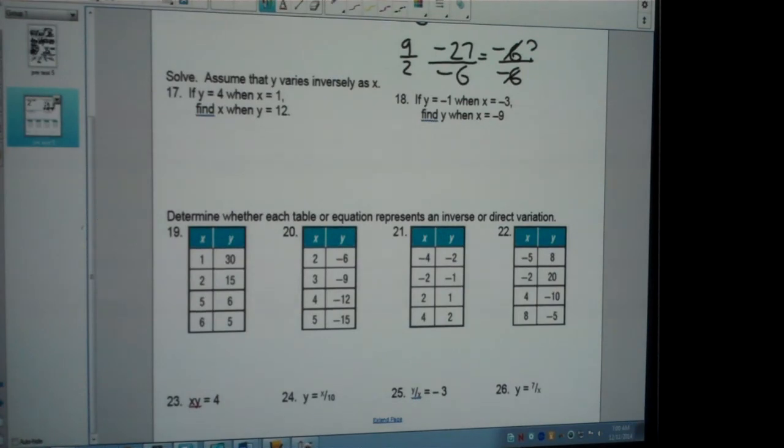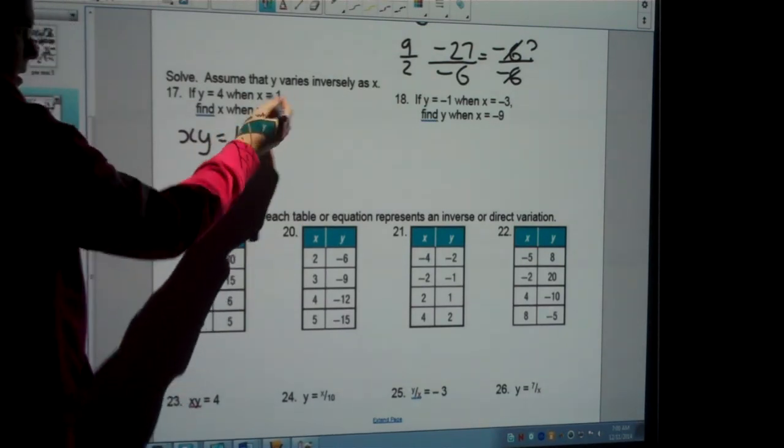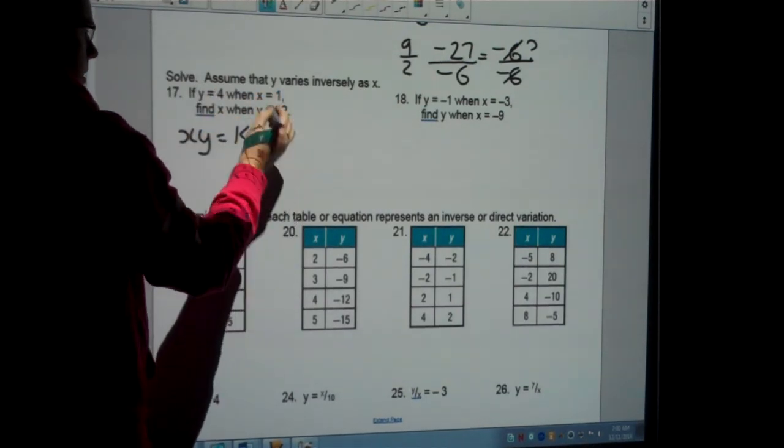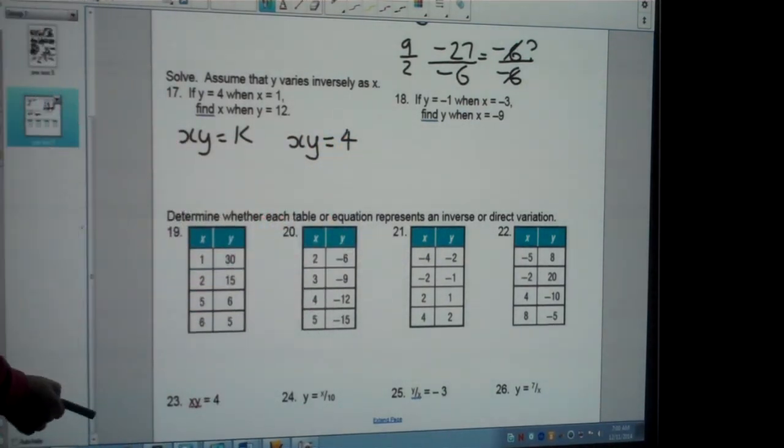Let's move on to inversely. This one just asks us to solve. Inversely is probably the easier one. It's just xy equals k. You just times the 2 numbers together. So 4 times 1 is 4. And every answer must always equal 4.